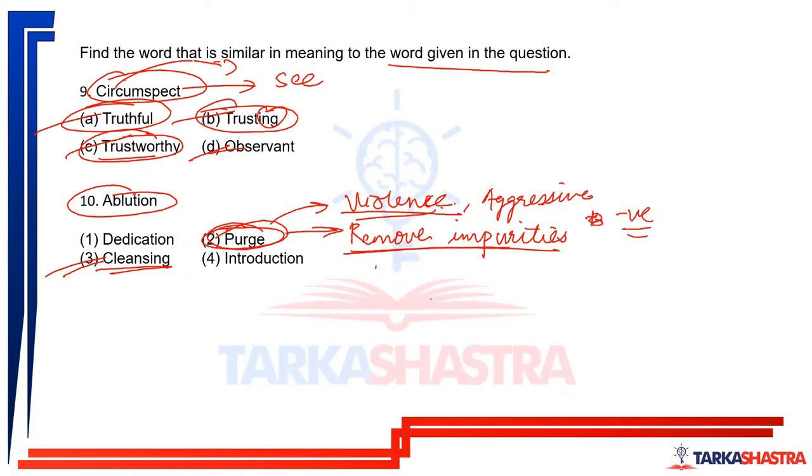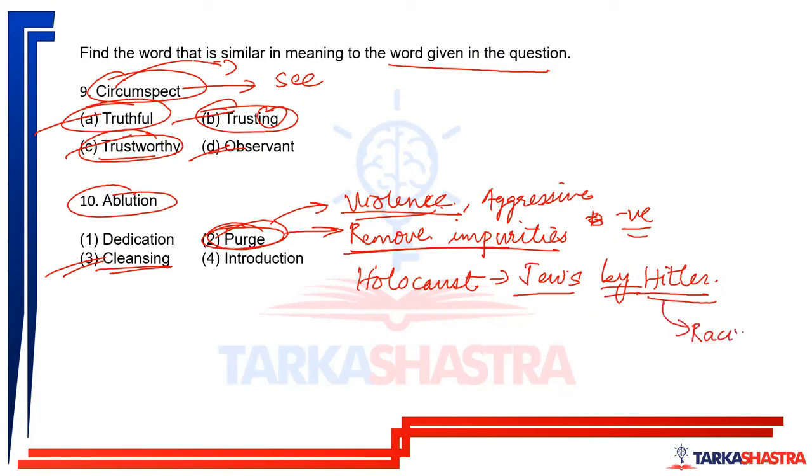For example, the best example of purging could be the Holocaust, when a lot of Jews were killed by Hitler because he thought that they were impurities or impure people, right? Hitler had this racial superiority theory, that the racially superior races are only the Aryan races with the blue eyes and the white skin and all that kind of stuff. So what he did, he killed everyone he thought were not pure, in his definition. Such kind of violent connotations are associated with the word purge.